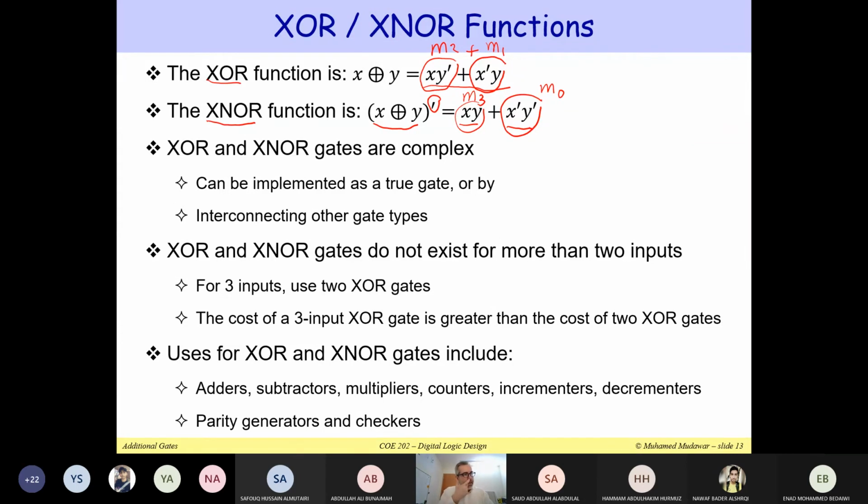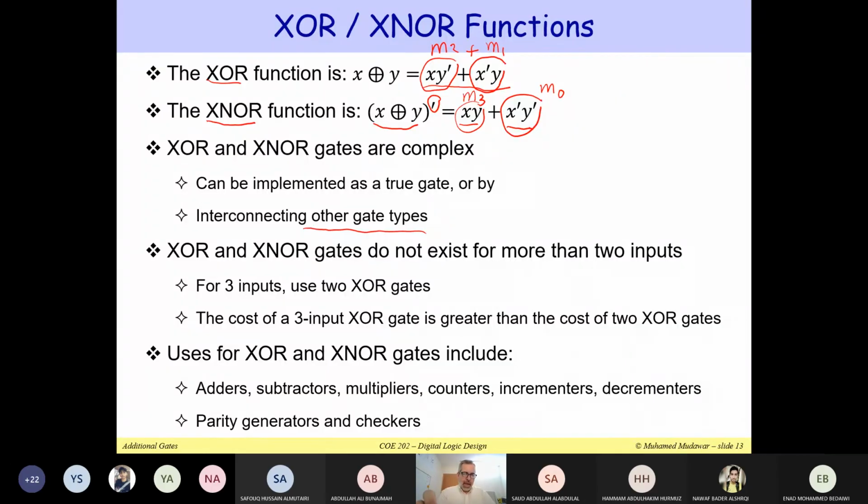Now, to implement the exclusive OR and the exclusive NOR, they are called actually complex gates because they are more complex than the NAND and the NOR gate. You can implement it as a true gate, but I will not even go into the transistor level because this is beyond this course. So we can implement it as a single gate. This is what people actually do, is that we have a true XOR gate or an exclusive NOR gate, but it is more complex than the NAND and the NOR. Or you can implement XOR and exclusive NOR by interconnecting other gate types.